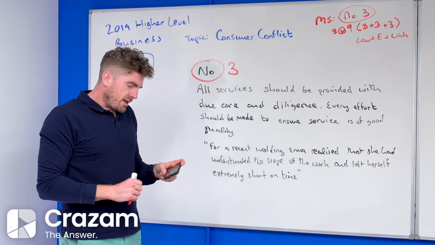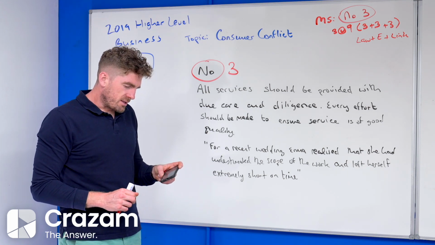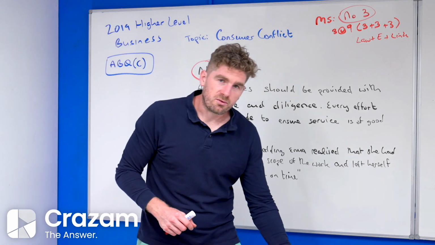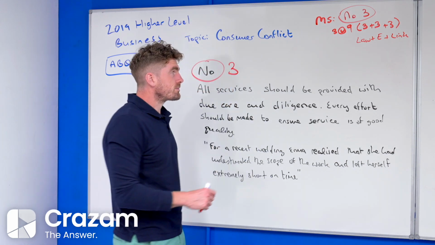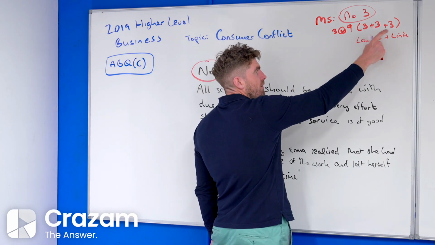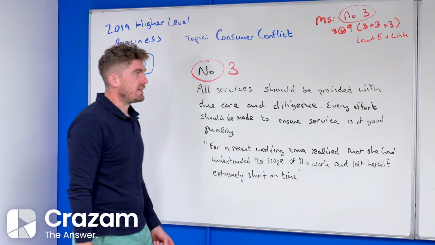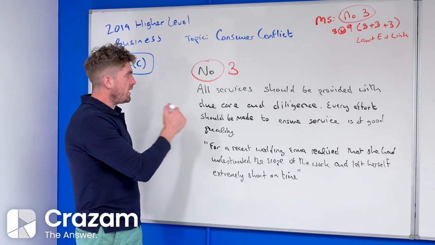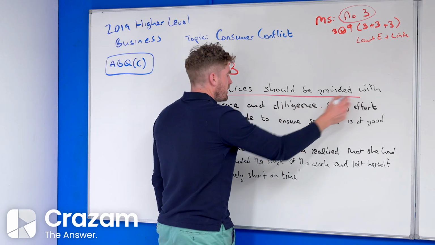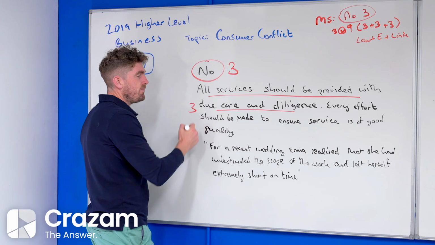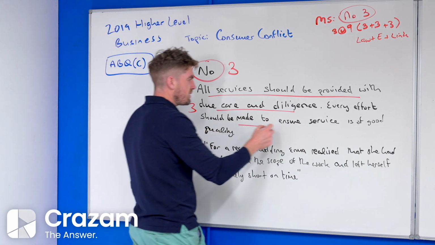Then it says, explain your answer using your knowledge of the law and referring to the text in the ABQ. So then it was straightforward enough. You gave 3 points of information: the point of law, some keywords around it, and then the direct quote link that's relevant to that. So I've gone for here, all service should be provided with due care and diligence. Every effort should be made to ensure the service is of good quality.